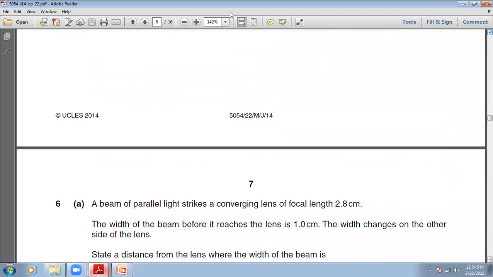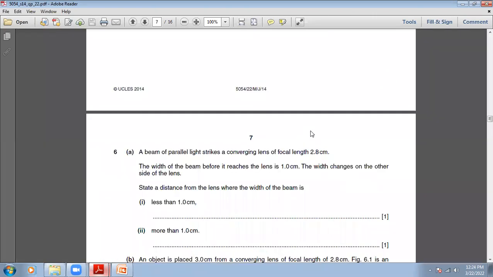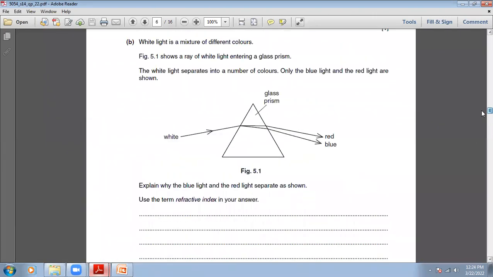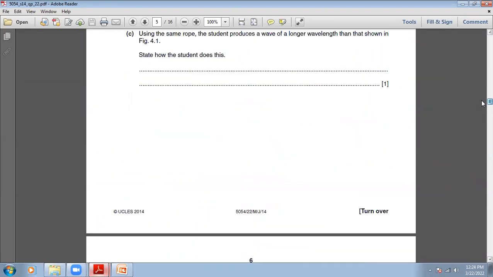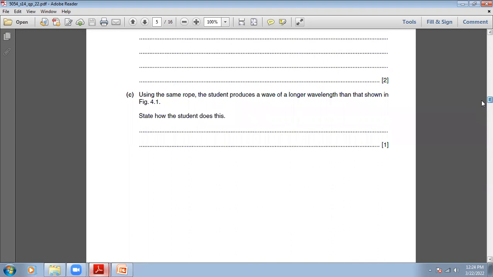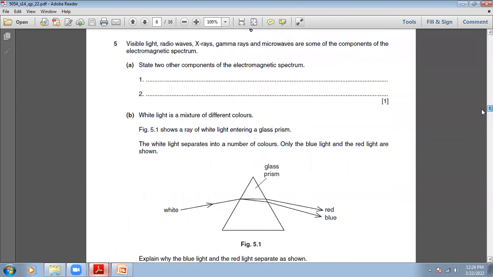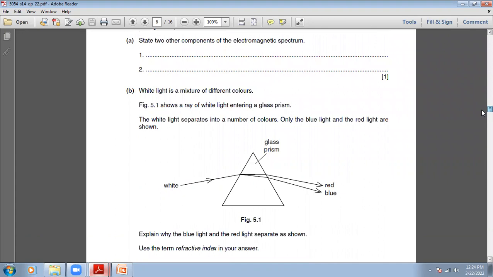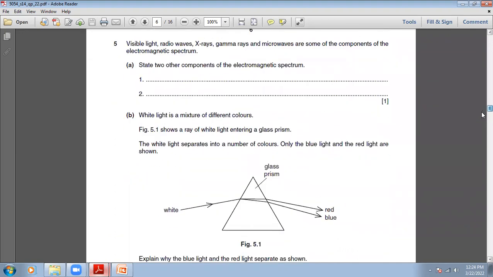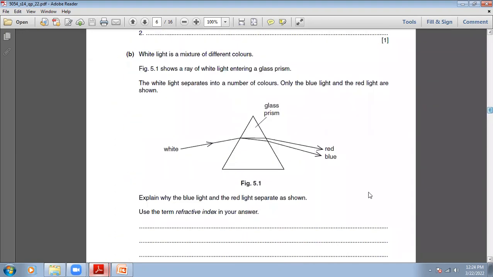That is question number 5. Let me reduce the size. Okay, that's the B part. We are done with the A part. Question number 5, B part.